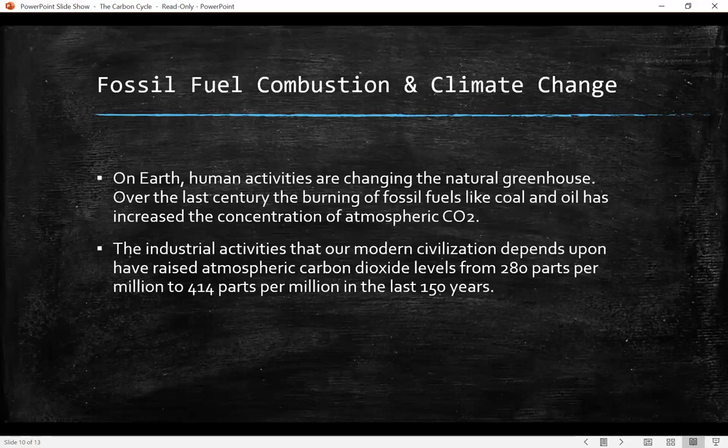Also, on Earth, human activities are changing the natural greenhouse. Over the last century, the burning of fossil fuels like coal and oil has increased the concentration of atmospheric CO2. The industrial activities that modern civilization depends upon have raised atmospheric carbon dioxide level from 280 parts per million to 414 parts per million in the last 150 years.